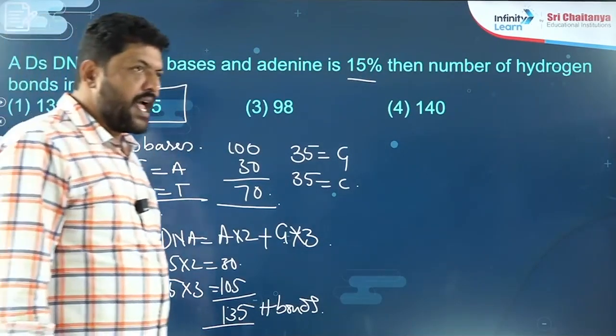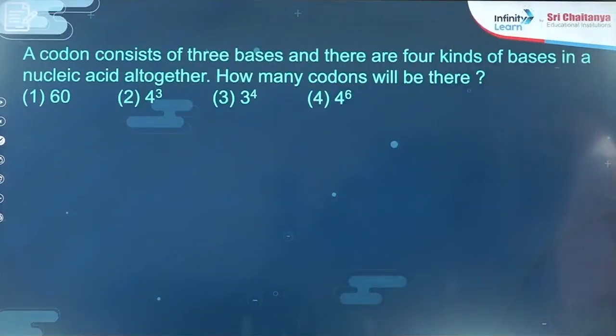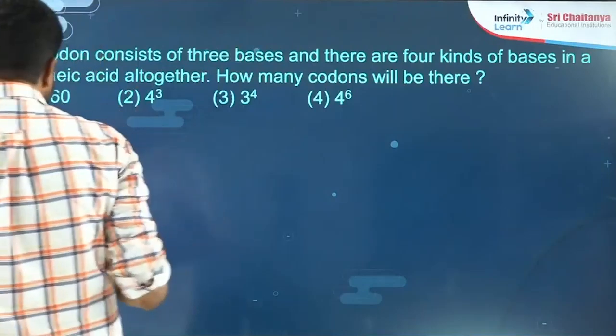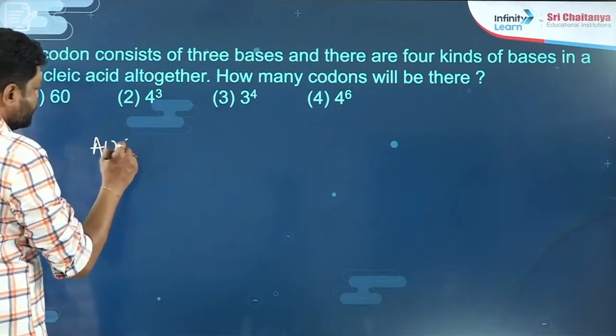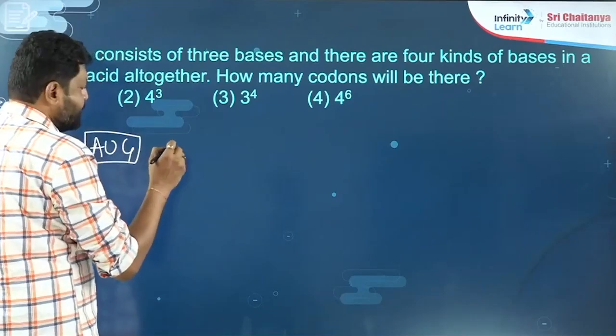Our next slide will be like this. A codon consists of 3 bases and there will be 4 kinds of bases in a nucleic acid altogether. How many codons will be there? A codon consists of 3 bases. We know very well AUG. 3 bases is a codon. There are 4 types of bases.